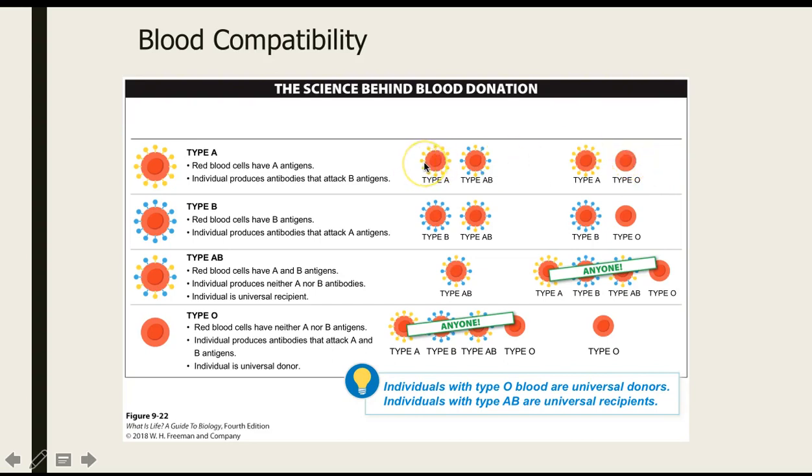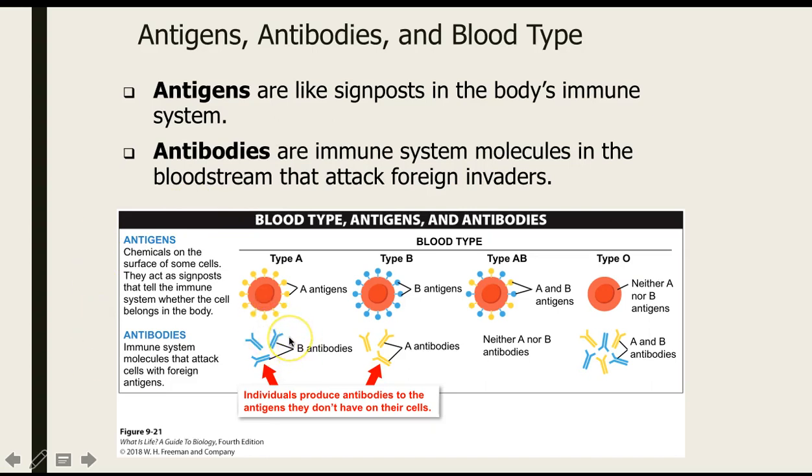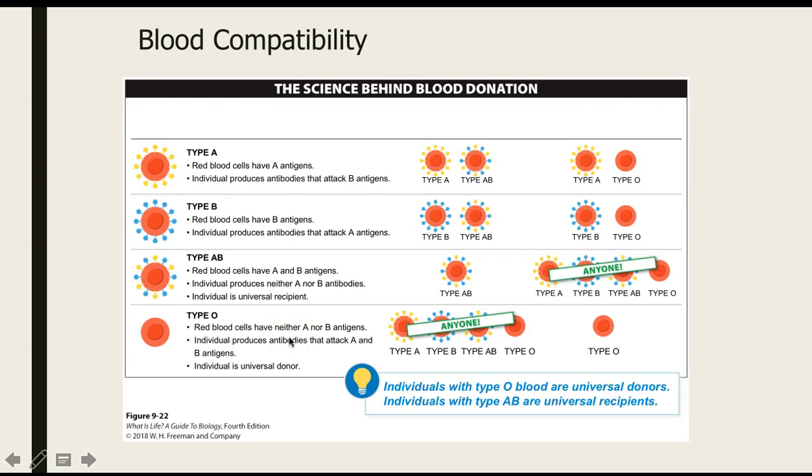Notice that you cannot give to type O. Notice that you can't give to type B. Same thing here. You can't get from type AB, and you can't get from type B. Anything with a B, your B antibodies would fight against and kill you. Same logic here for type B. You can give to type B and AB. You can always give to your own type. You can get from your own type, and you can always get from O, because O doesn't have any antigens on there, and so your body's not going to react against it.